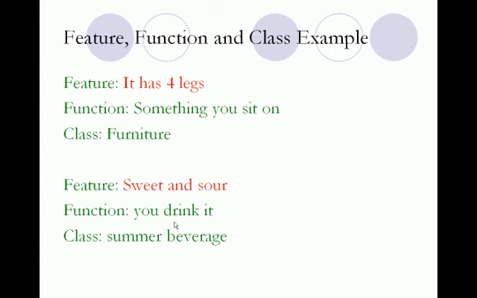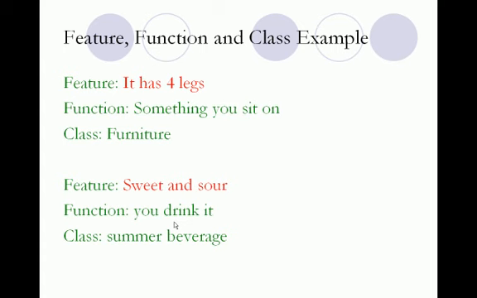Okay, so here's some examples. Feature: it has 4 legs. It's the feature of the stimulus. Function: it's something you sit on. And class is furniture. Okay, so probably most of you, maybe if you're well trained, are thinking of the response chair.